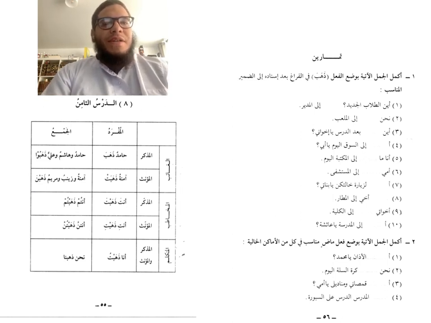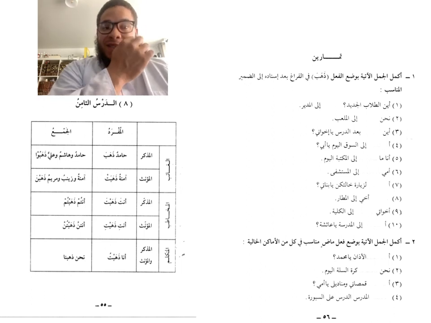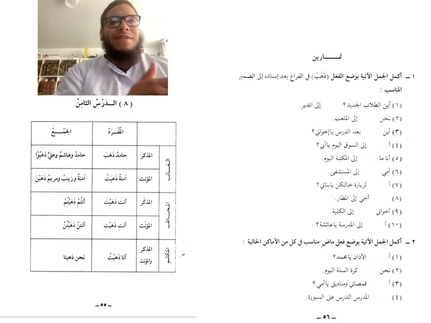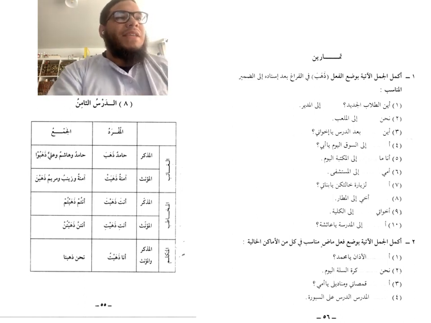Then second person: anta, anti, dhahabta, dhahabti, antum, antunna, dhahabtum, dhahabtunna. Okay, and then ana, dhahabtu, and nahnu, dhahabna. So that's the plural, first person. So that's just a summary of the table of the verb for conjugation, inshallah, which we're going to actually study throughout this lesson, inshallah.